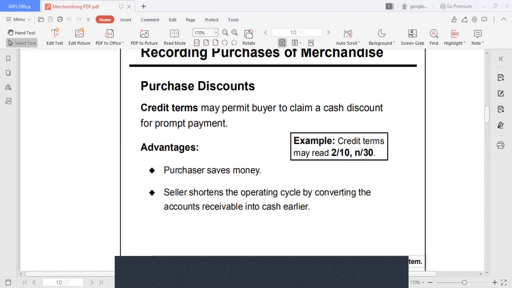So, kesa maghintay ka pa ng matagal na period, matagal na panahon, you just offer a cash discount to your buyer so that yung operating cycle mo, kung saan yung cash mo babalik sa cash, will be shortened. Okay.